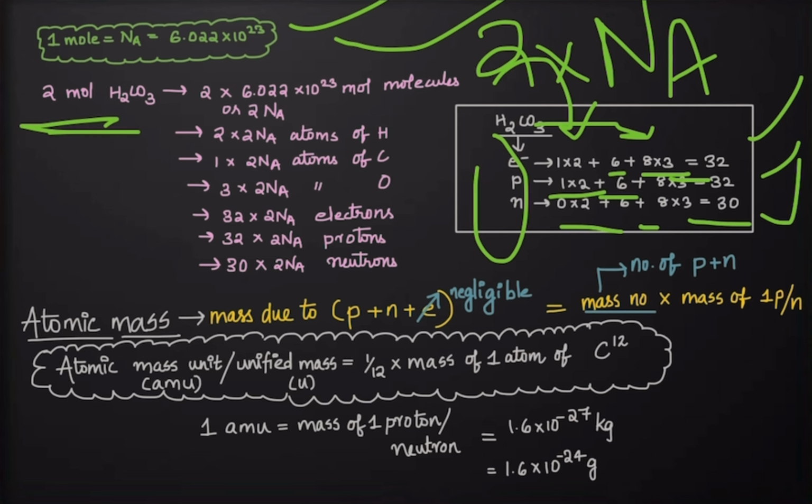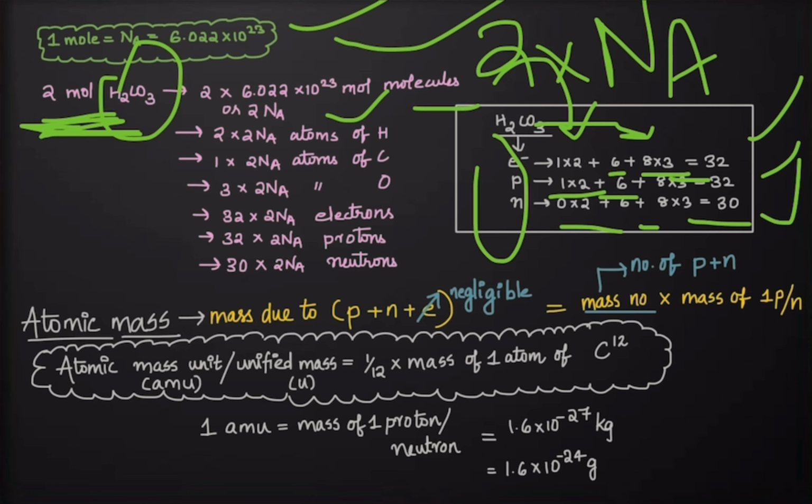So in case of H2CO3, 2 moles of H2CO3 means 2 into 6.022 into 10 raised to 23 molecules. That means H2CO3 are molecules, so 2 into Avogadro number of molecules. 6.022 into 10 raised to 23 means Avogadro number of particles. 2 mole means 2 into 6.022 into 10 raised to 23 molecules. 3 mole means 3 into 6.022 into 10 raised to 23 molecules. 1000 mole means 1000 into 6.022 into 10 raised to 23 molecules.